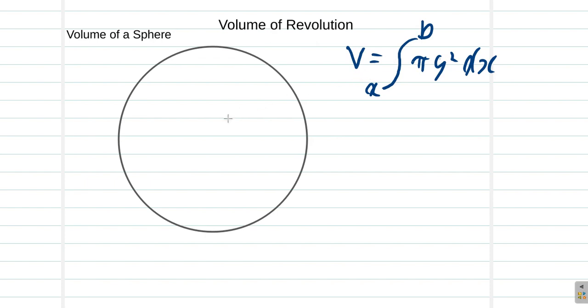Now, suppose we consider this circle here. Say this is our x-axis, and we form a sphere out of it. In other words, something like a ball, a football or so. Now, what we want to do is to find out what is the volume of the sphere.